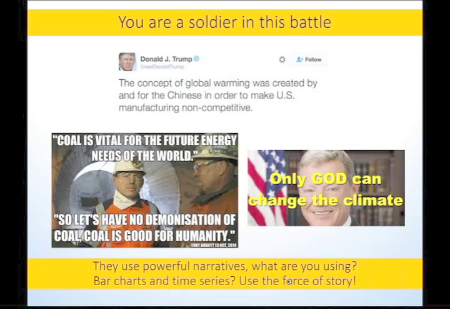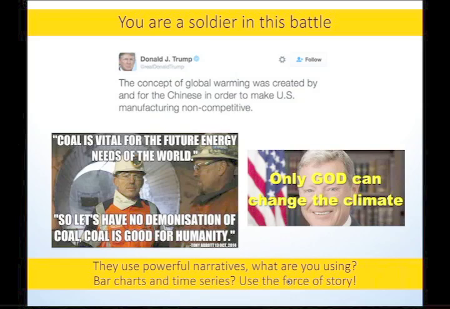So we have people that have very interesting and creative arguments, like global warming was created by and for the Chinese in order to make US manufacturing non-competitive. Others argue that only God can change the climate. Or down here in Australia, one of my favorites said that coal is good for humanity. So you see, these people are really creative, and the thing is that they're actually very good communicators, and they have strong, simple stories that they're telling. It does not really matter if their stories are not based on any real facts. They still work because they're simple stories that click in people's minds.